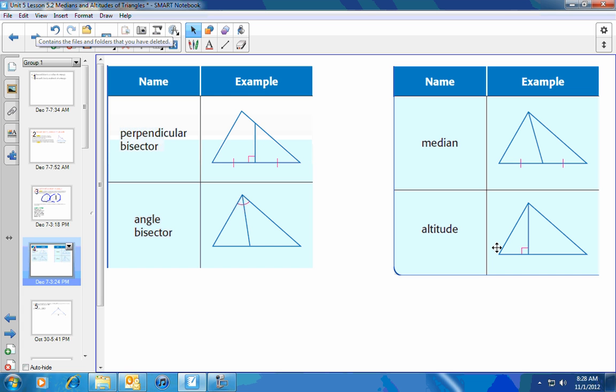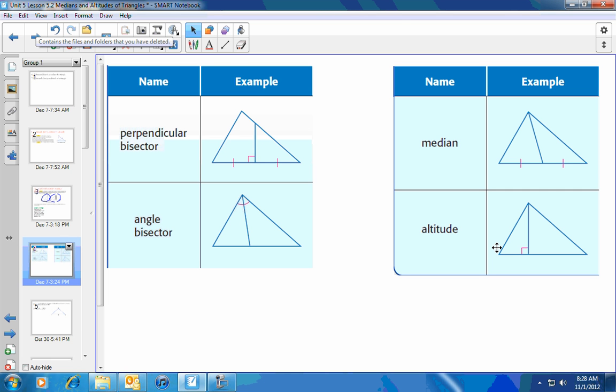So far in the last 2 days, we've talked about perpendicular bisectors, angle bisectors, and today medians and altitudes. Each one is a pretty simple concept. Just keep them straight, okay? Just don't confuse a median for an angle bisector.